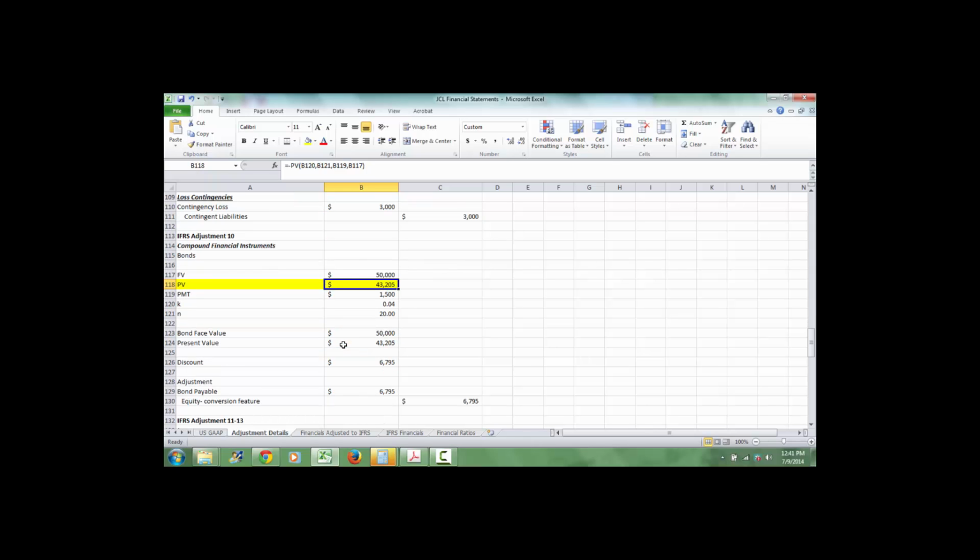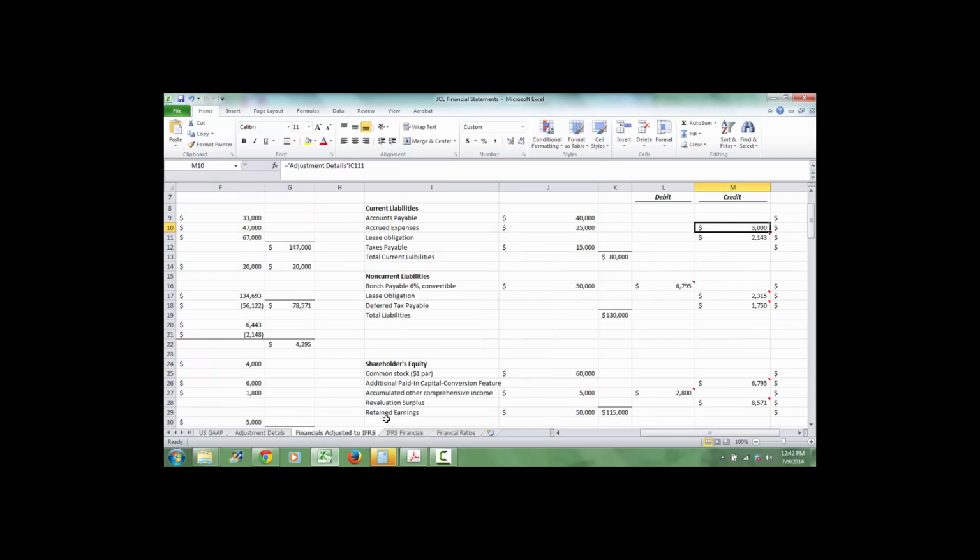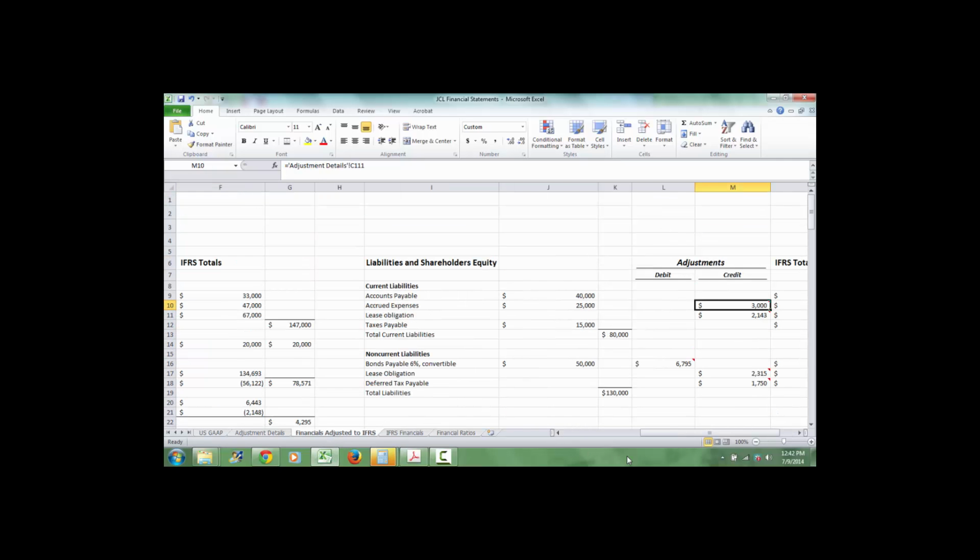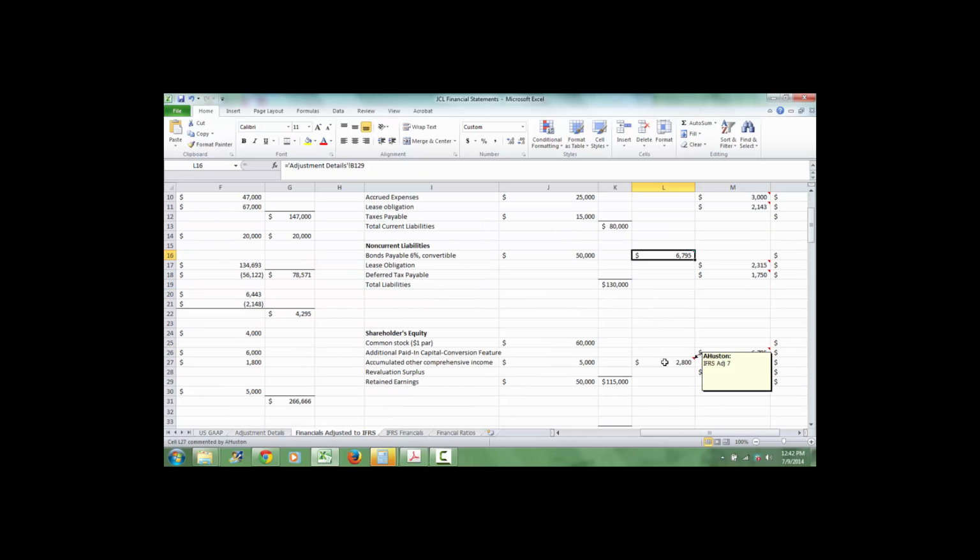So the present value of this $50 million bonds liability is $43,205. So that means we, under US GAAP, have $50 million. Realistically, the present value is $43,205. That means we're selling at a discount; there was a discount of $6,795,000. The adjustment for this discount is we debit bond payable and we credit equity for a conversion feature. So I'm going to go over here, and I'm going to go to bonds payable, and I'm going to debit it for $6,795,000, and I'm also going to credit additional paid-in capital for a conversion feature.